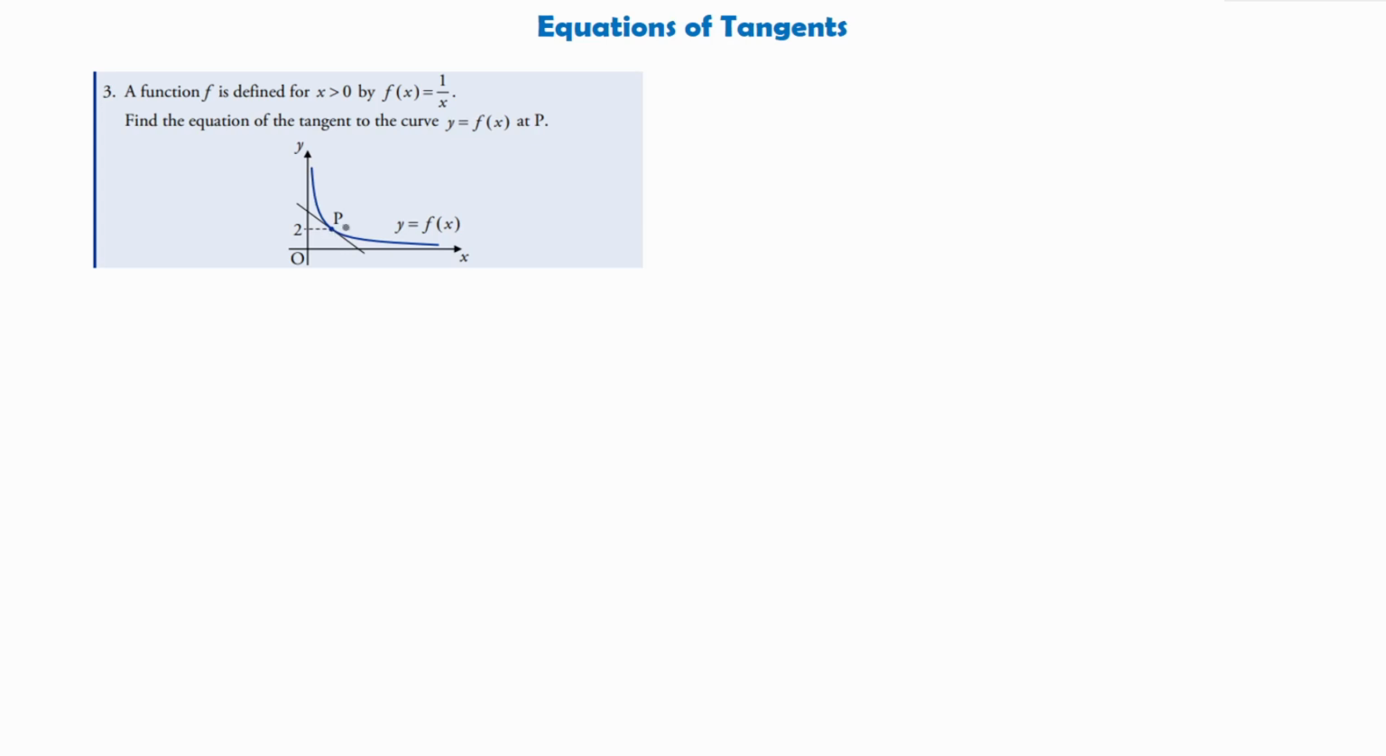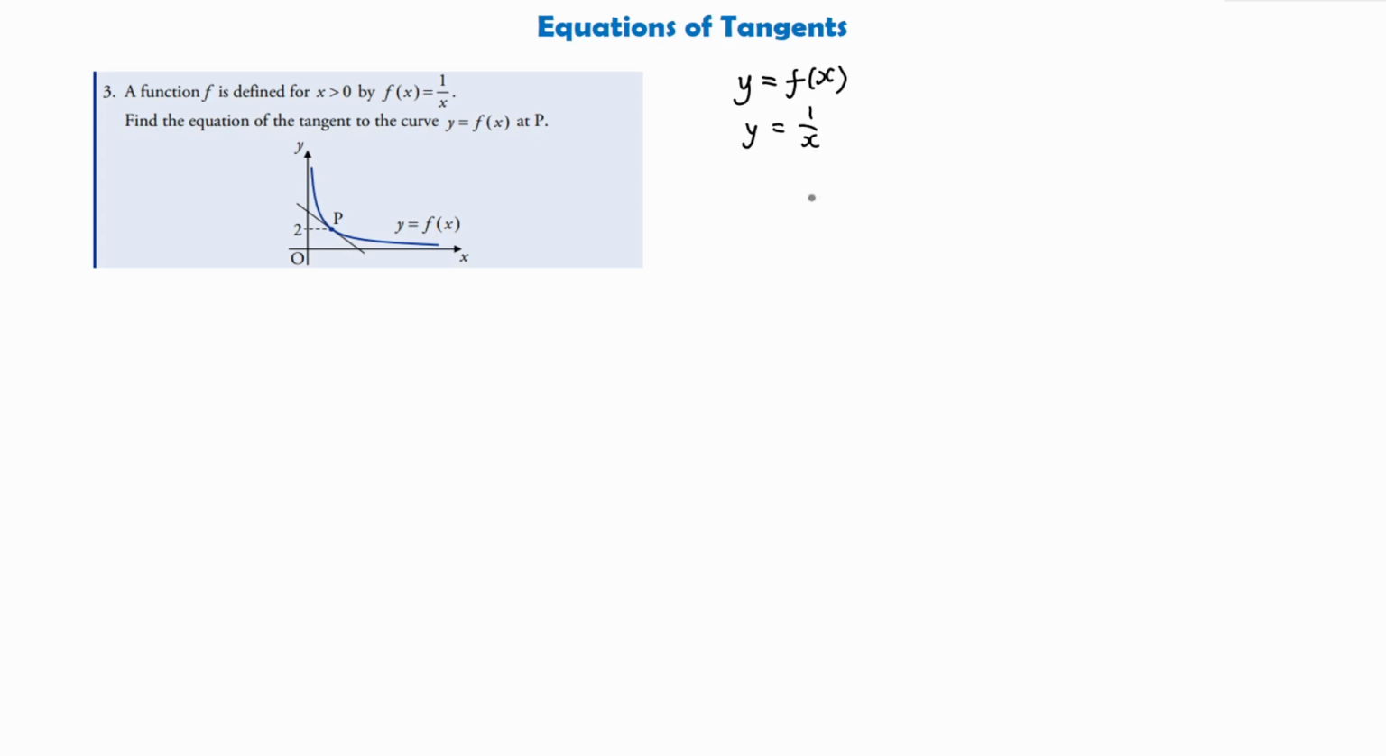So in order to work out the gradient of the tangent to the curve, we need to work out the x value at the point P, which has the y value 2. Now we say that y equals f of x, so, in fact, I think I'm actually going to do this up here. Now because y equals f of x, we can simply say that y equals 1 over x.